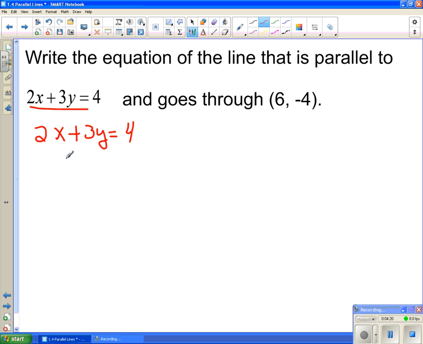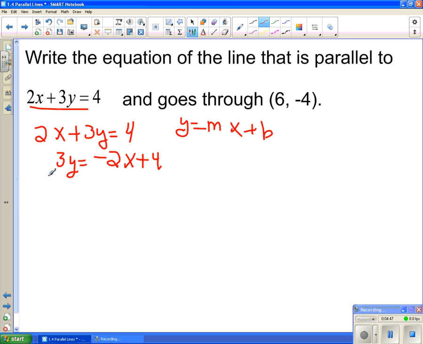So I'm going to start by moving the 2x to the other side, and I get 3y equals negative 2x plus 4. Now remember, slope-intercept form, the general form, is y equals mx plus b. So that's why I'm going to put the negative 2x in front of the 4. That way it matches my general form. So I'm going to subtract 2x from both sides.